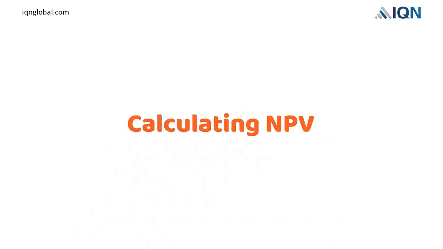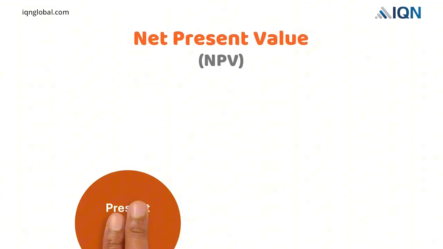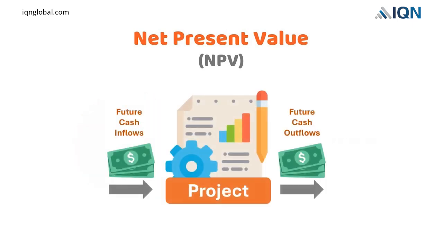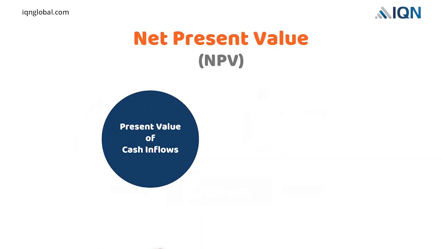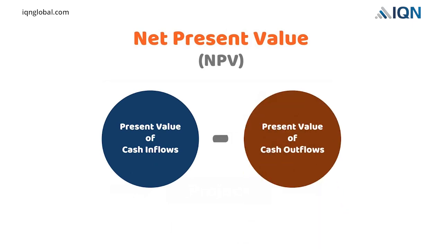Calculating NPV. In order to calculate net present value, or NPV, we need to have the present value of all future cash flows of the project. That is, we need to convert all future cash inflows and cash outflows of the project into discounted cash flows. The NPV will be the difference between the present value of cash inflows and the present value of cash outflows.